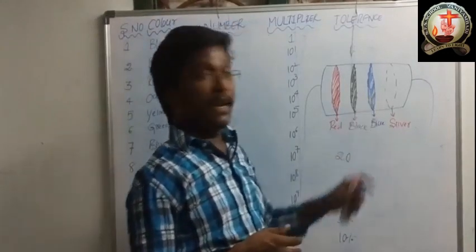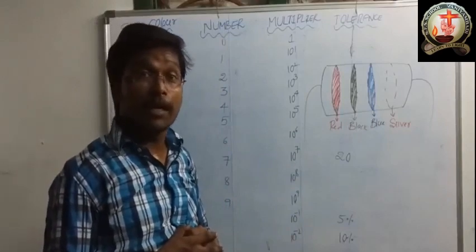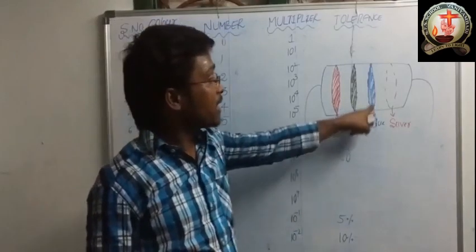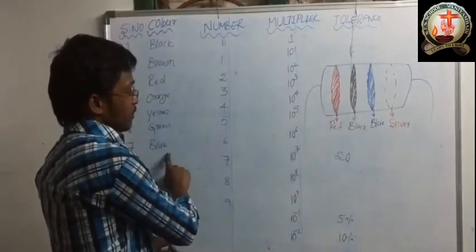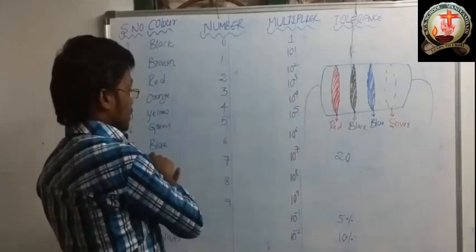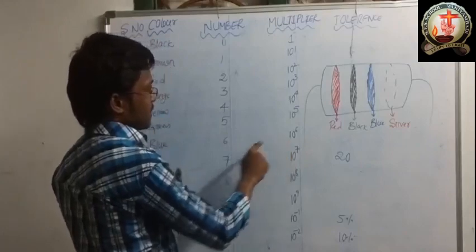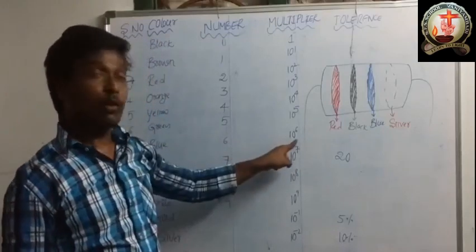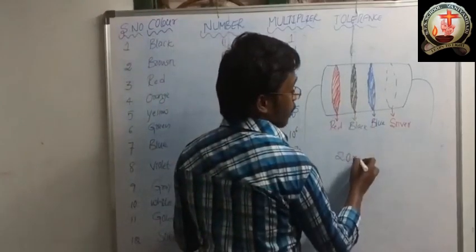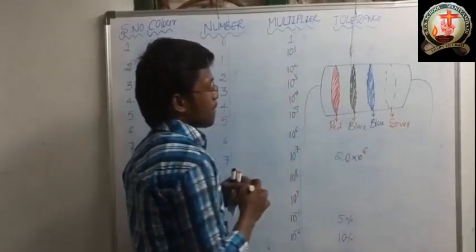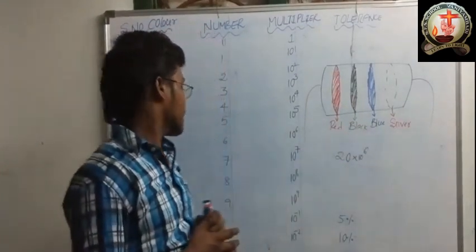I told you this third ring will indicate the decimal multiplier. So the third ring, which color? Blue. Where is blue here? Blue is here. The third ring indicates the decimal multiplier. So opposite blue, what is here? 10 power 6. So the decimal multiplier is 10 power 6. Instead of the blue color, I wrote 10 power 6.